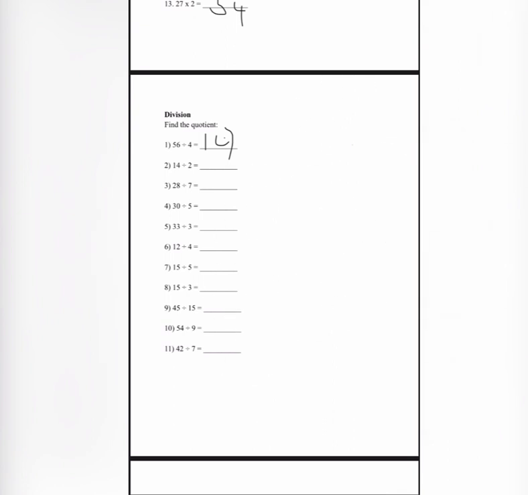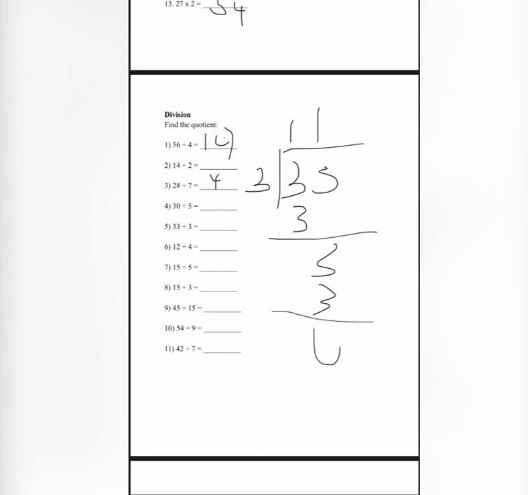Let's do number 3. 28 divided by 7. 4 times 7 is 28. So number 3 answer is 4. And let's do number 5. 33 divided by 3. 3 times 1 is 3. And we have 3 left, and write 1. So number 5 answer is 11.